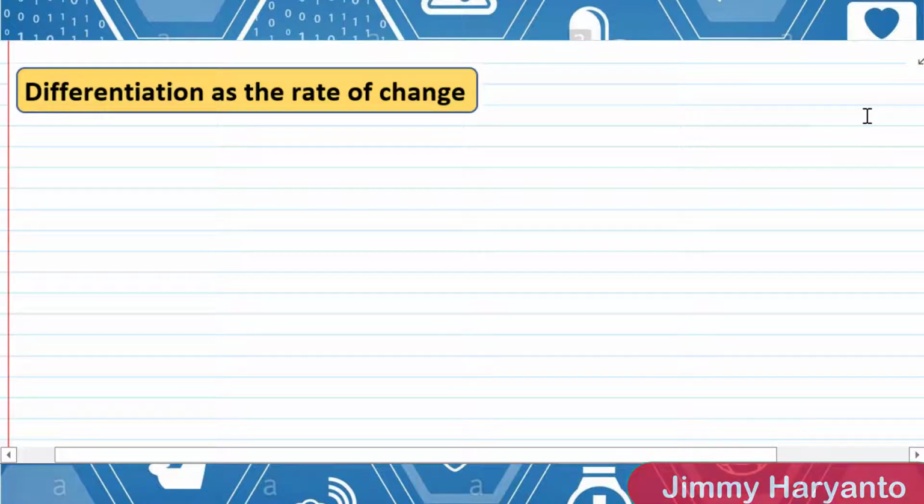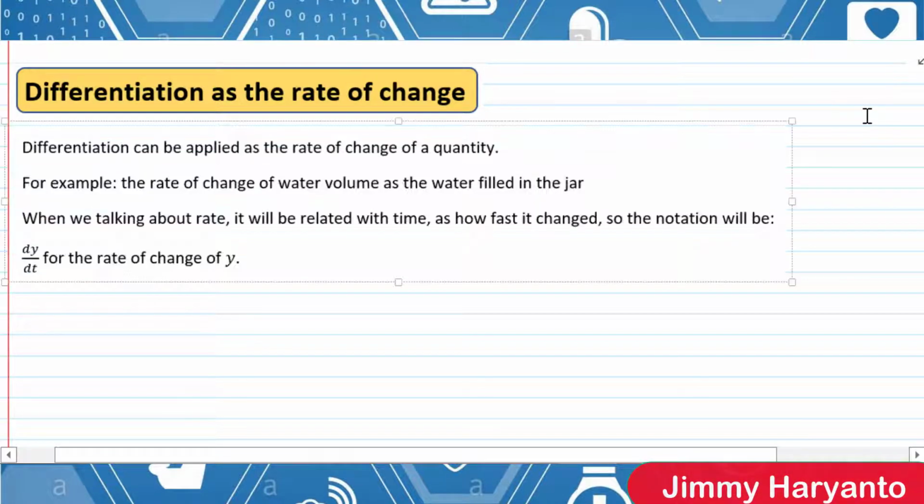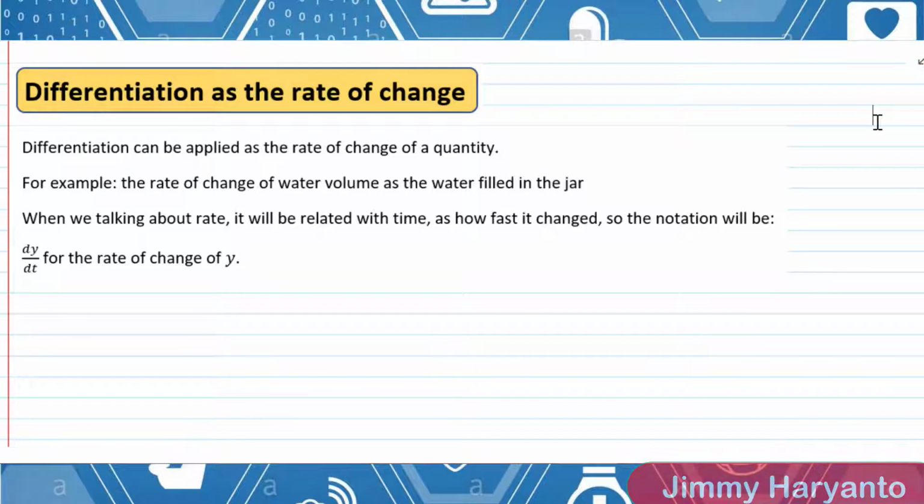Okay guys, the next is differentiation as the rate of change. Differentiation can be applied as the rate of change of a quantity, for example, the rate of change of water volume as the water fills the jar. When we're talking about rate, it will be related to time, as how fast it changes, or maybe something else. So the notation will be dy over dt for the rate of change of y. If the rate of change is of x, that means dx over dt.